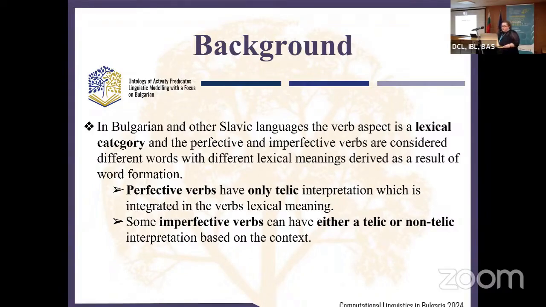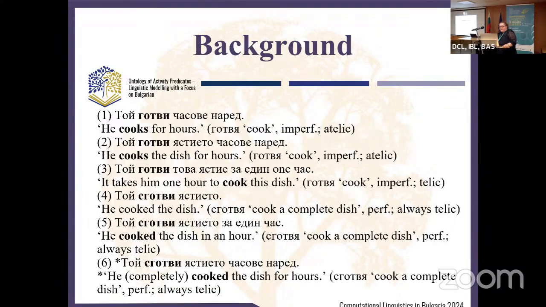Also, something that needs mentioning is that in Slavic languages, the verb aspect is a lexical category. So we distinguish between perfective verbs, which always have a telic interpretation, and imperfective verbs. Some of them might have either a telic interpretation implying an endpoint or an atelic interpretation based on the context of the sentence. Here, the tricky bit is that in Bulgarian we can have two different verbs, while in English the translation is with the same verb. So, for example, той готви часове наред, he cooks for hours, which is an atelic interpretation of the verb to cook.